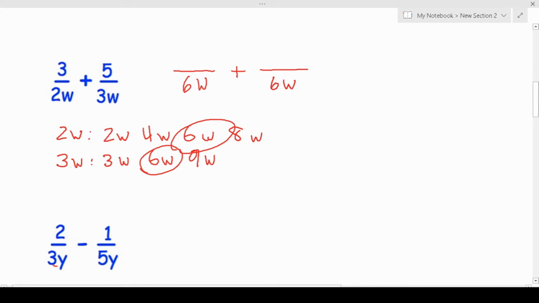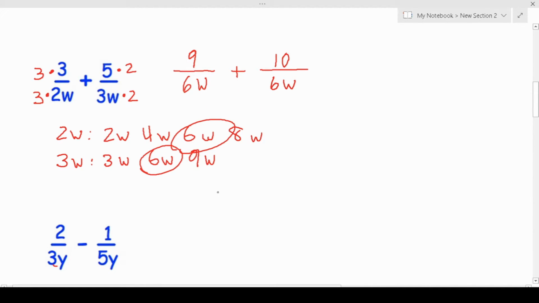In order to make 2w into 6w, I have to multiply it by 3, given that 3 times 2w is 6w. And I'm also going to have to do that to its numerator. 3 times 3 is 9. In order to make 3w into 6w, I have to multiply it by 2. And then I'm also going to have to do that to its numerator. Again, 3w times 2 is 6w. 5 times 2 is 10.